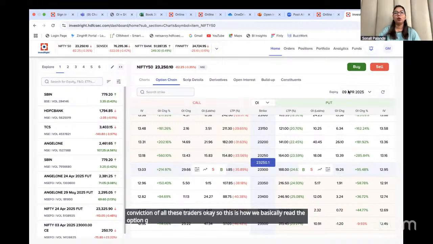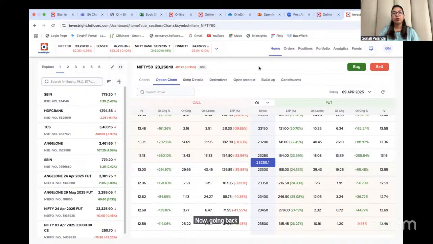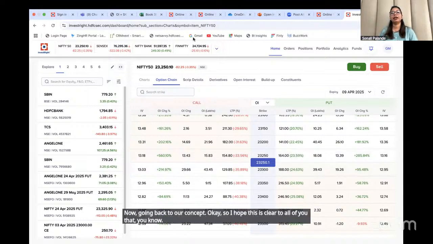Now going back to our concept. I hope this is clear to all of you: what open interest is, and how we find the direction through the option chain, or how looking at the option chain can help support you if you're using price action. If you take trades based on chart analysis, this confirmation can definitely help you.